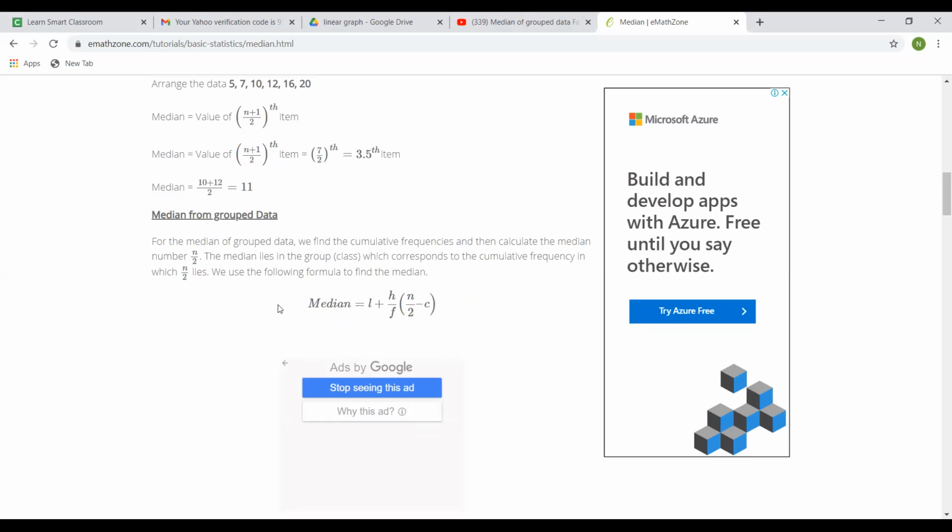For example, first we have to learn the formula. What is the formula? Median of the grouped data is equal to L plus h upon f, times the bracket n upon 2 minus C.